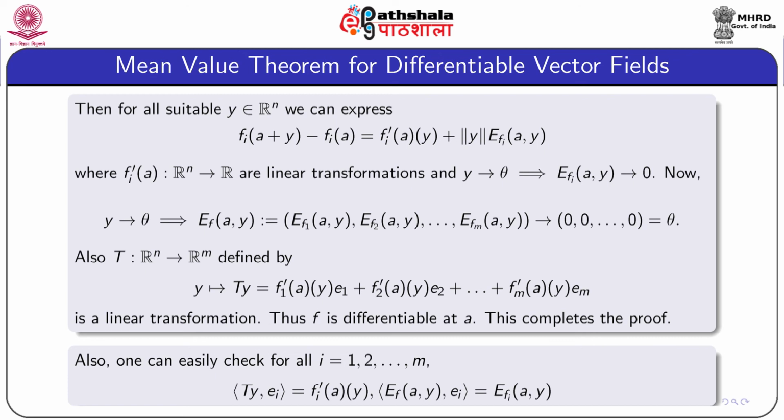Also, T from R^n to R^m, we define it by the following: y is mapped to Ty, which is nothing but f_1'(a)y e_1 + f_2'(a)y e_2 + up to f_m'(a)y e_m. Clearly, this defines a linear transformation. As a result, f is differentiable at a, and this completes the proof. Also, one can easily check that for every i equal to 1 to m, the inner product of Ty with e_i equals f_i'(a)y, and the inner product of E_f(a, y) with e_i equals E_fi(a, y).